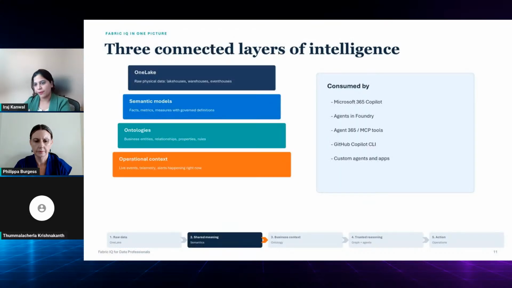So let's talk about Fabric IQ in one picture. This is the architecture picture to remember. You start with OneLake, the unified data estate in Fabric. It contains the lakehouses, warehouses, eventhouses, mirrored data, and shortcut files. This is the physical data foundation. Then we have the semantic models. These are the governed metrics, measures, relationships, and security definitions that many organizations may already maintain through Power BI. A semantic model can answer: what does this metric mean, how is it calculated, and who can access it?